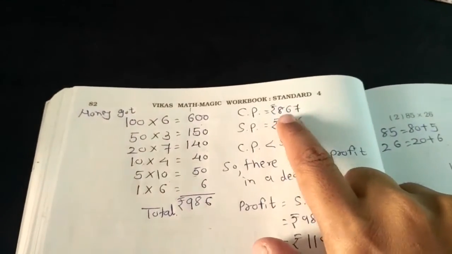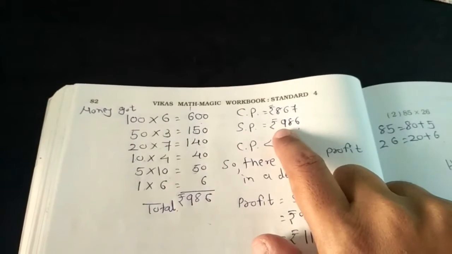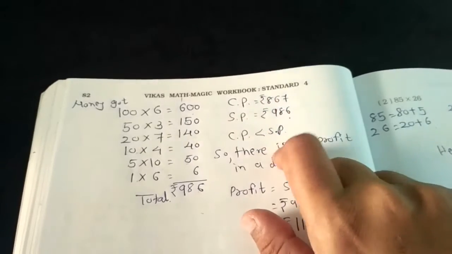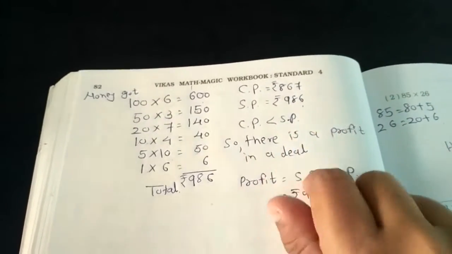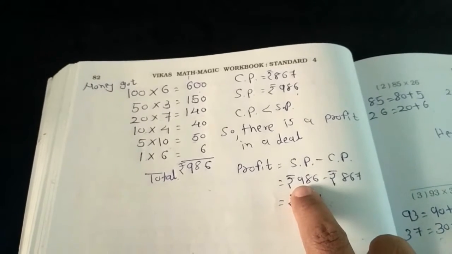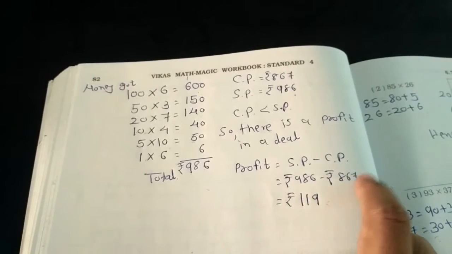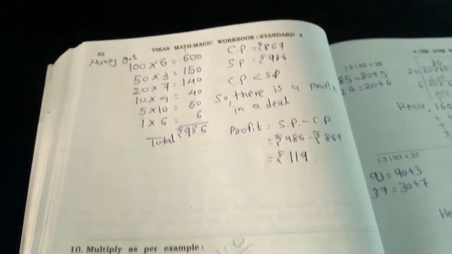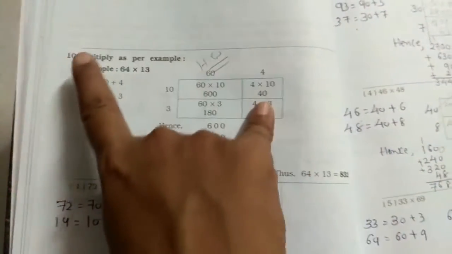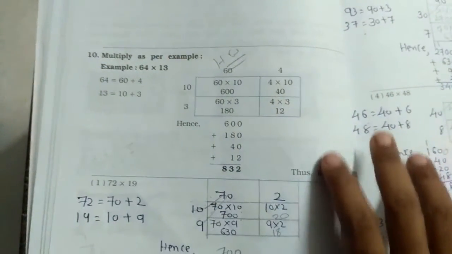Cost price is rupees 867 and the selling price is rupees 986. So here the cost price is less than the SP, so there is a profit in the deal. Profit is equal to SP minus CP, and 986 minus 867 is 119.